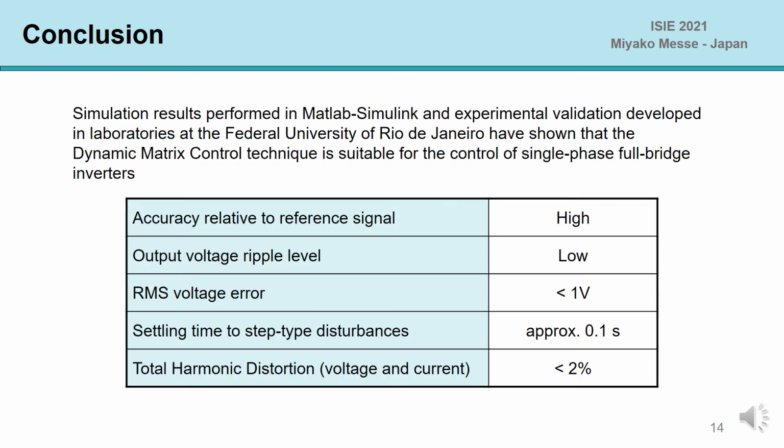So the results obtained in simulations and experimental validation demonstrate that the DMC technique is suitable for control of single-phase full-bridge inverters, standing out in fast reaction to variations in the reference signal and presence of disturbance. In addition, total harmonic distortion levels achieved with all loads have been kept below 2%, which improves on the performance of many other control techniques.